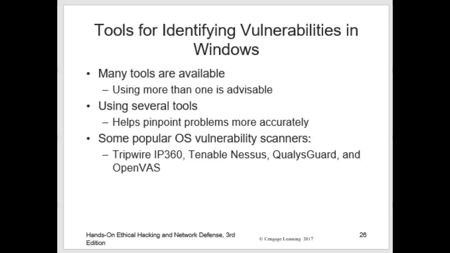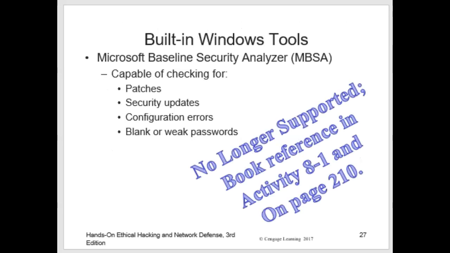Now transitioning, there are tools for identifying these vulnerabilities in Windows. Many tools are available for discovering these Windows vulnerabilities and to do analysis. Popular OS vulnerability scanners, for example, include Tripwire, Nessus, we've talked about, OpenVAS, we've talked about, and Qualys Guard, just to name a few. And there's a little more on that in the reading, and you can do some additional research yourself.